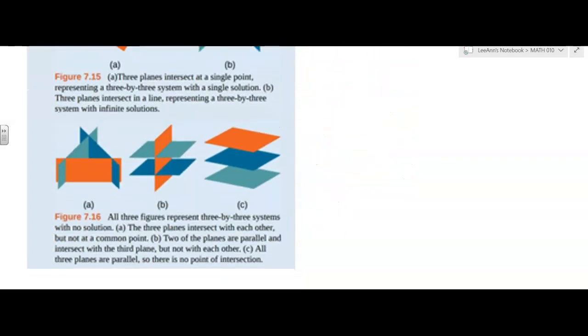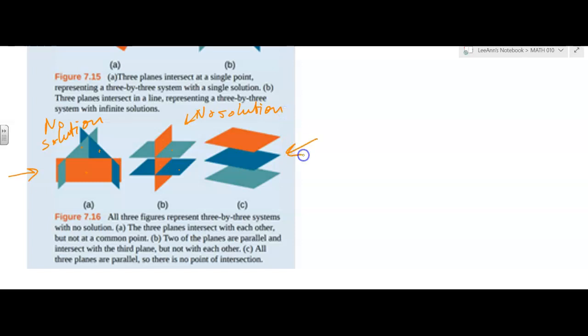You could have the three sheets of paper intersect this way. In that case, there are no points that are part of the orange, light green, and blue. There are no points that they have in common, therefore there is no solution. You could have the three pieces of paper intersect like this, where the light green and the orange share some, the dark blue and the orange share some, but there's no points that all three planes share. So again, there's no solution.